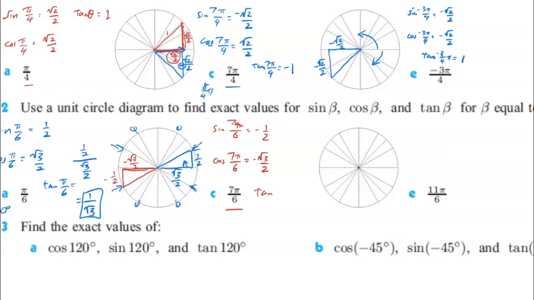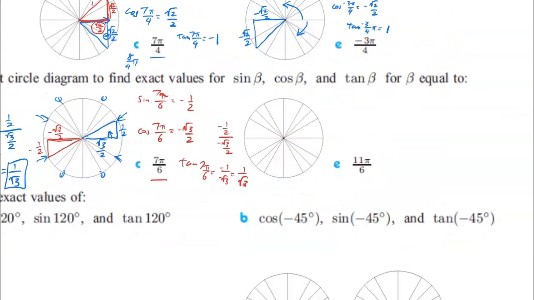The tangent value would be the sine value divided by the cosine value. So it would be negative 1/2 divided by negative square root of 3 over 2. The denominator 2's would cancel. And then we would be left with negative 1 over negative square root of 3, which of course is 1 over the square root of 3. So it would end up being a positive tangent value. Okay? All right, now let's go to the last one, which is 11/6 pi.